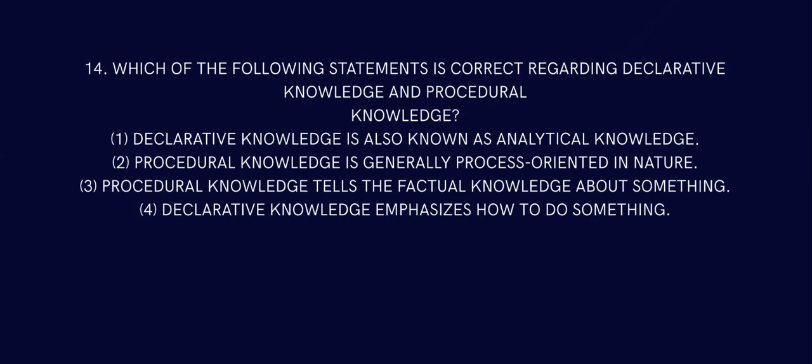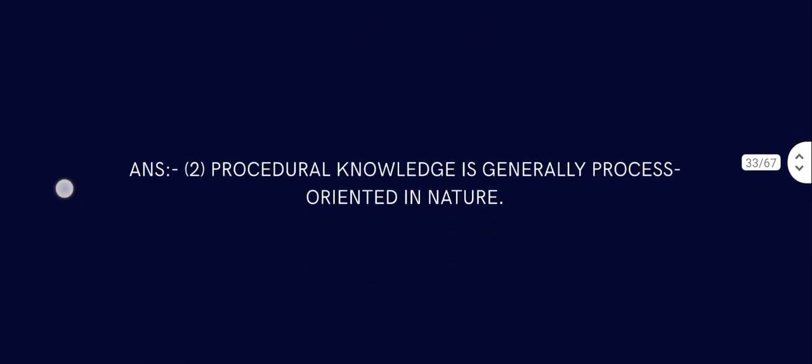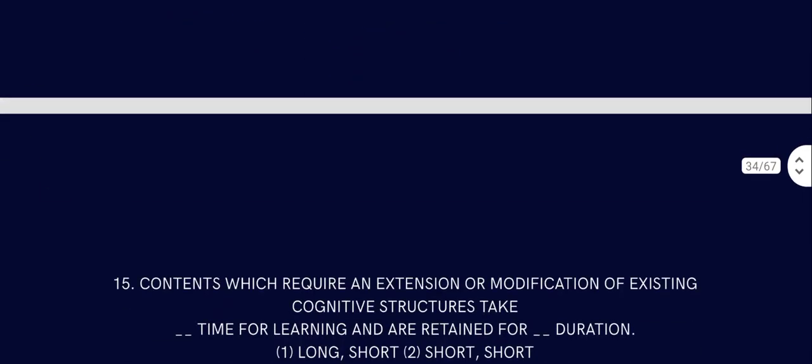Question number 14. Which of the following statements is correct regarding declarative knowledge and procedural knowledge? Declarative knowledge is also known as analytical knowledge. Procedural knowledge is generally process oriented in nature. Procedural knowledge tells the factual knowledge about something. Which is correct about procedural and declarative knowledge? I think procedural knowledge is generally process oriented in nature. So that is the correct answer.